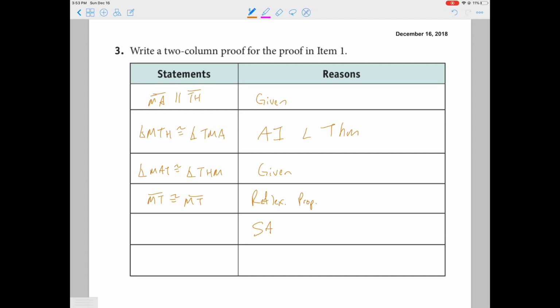Then we used AAS, or I guess you could say SAA, to say triangle MAT was congruent to triangle THM. And then lastly, because of the definition of congruent triangles, we can say that those 2 side lengths, because they're corresponding parts, are also congruent. So that's the work there. We just did all 3 versions of the proof for that practice problem.